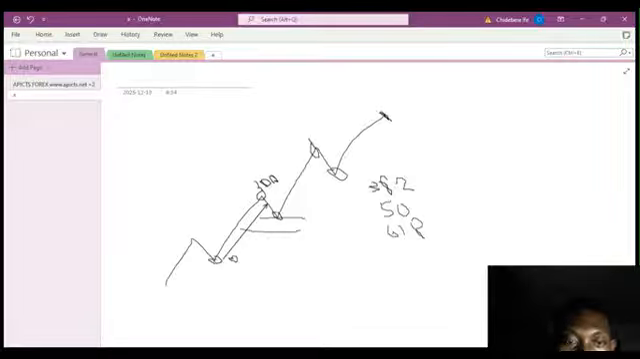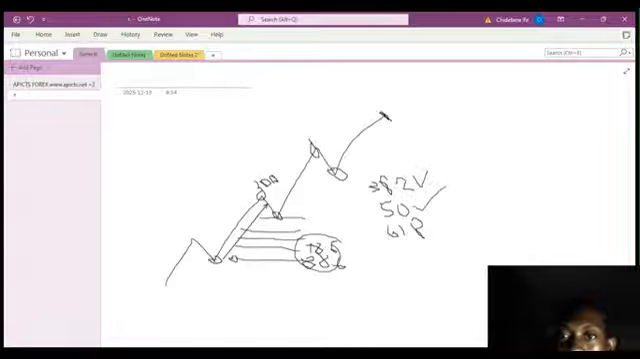Then you have other ones like 76.4, 78.6, and then we also have 88.6. But this, I usually don't really focus on. I only focus on 38.2, 50, and then 61.8. These are the ones that I focus on.